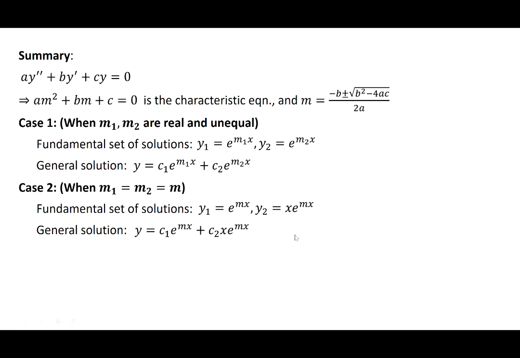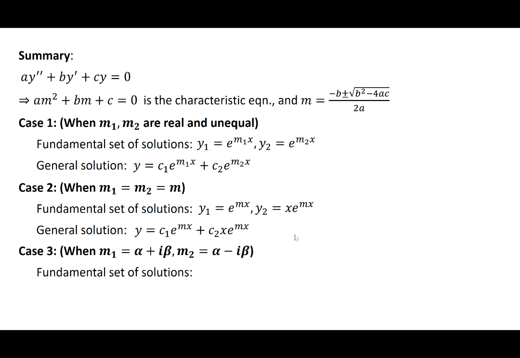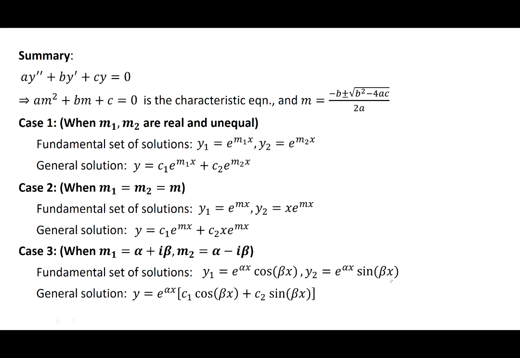Cool. Finally, when the roots are complex, that is alpha plus or minus i beta, then the fundamental set of solutions would be e to the alpha x cosine beta x and e to the alpha x sine beta x, and a linear combination is the general solution. You must remember this summary. You must remember what to do in each one of these cases.